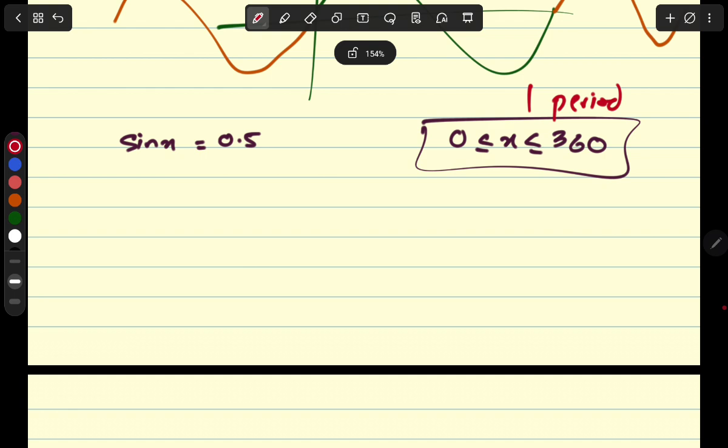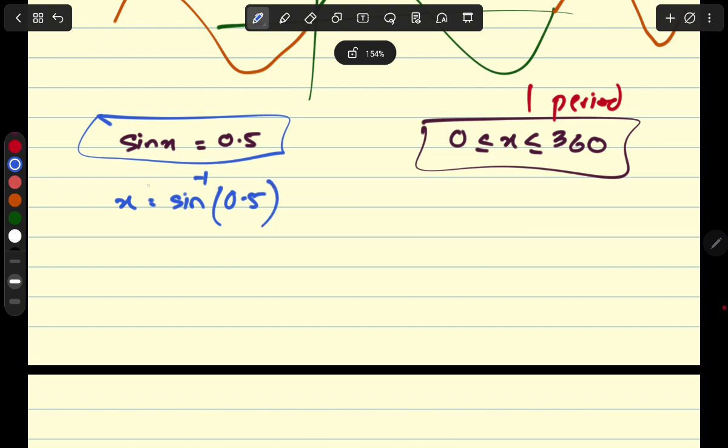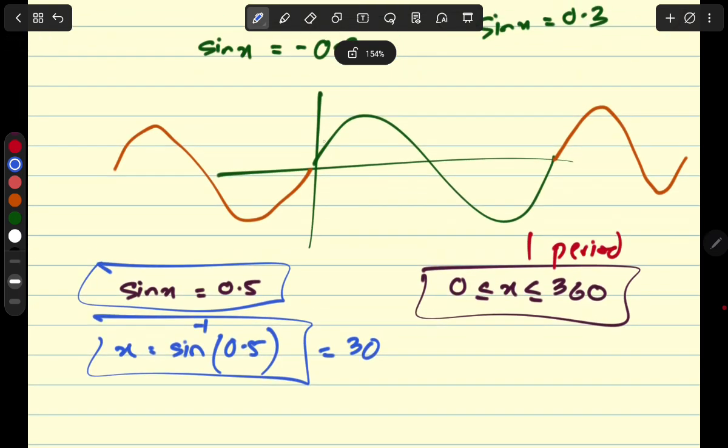Okay. So now, if you have to calculate it, you put the inverse in your calculator, press shift and then sine, and put the quantity 0.5. You're going to see something like this displayed on your calculator screen, and this is going to produce an output of 30. Now this 30 is only this angle.